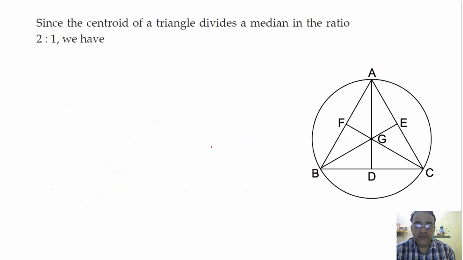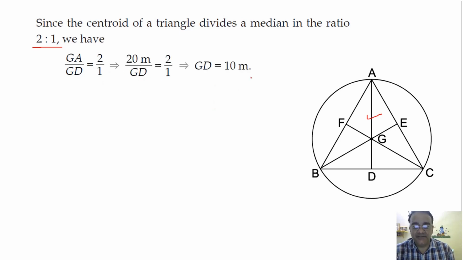Right? Next part, or one of the most important property of centroid of a triangle, that it divides median in the ratio 2:1. So AG upon GD will be the ratio 2:1. Okay, and this we got, this is already given 20 meter. So 20 upon GD is equals to 2/1. So GD we will get 10 meter from this. ठीक है, ये 10 मिल गया और ये 20 है. सो टोटल AD कितना मिल जाएगा?